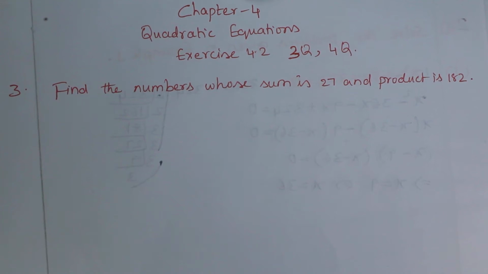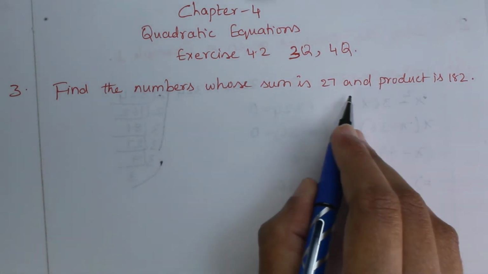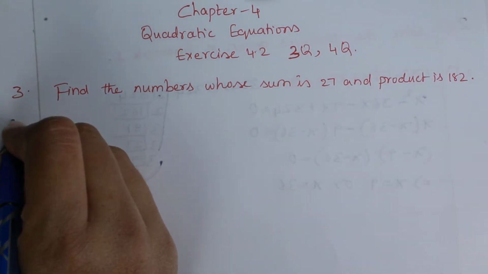Hello friends, welcome to today's session on quadratic equations. In this session I am going to solve third and fourth questions from exercise 4.2, chapter 4. So let's read the question first. Find the numbers whose sum is 27 and product is 182.